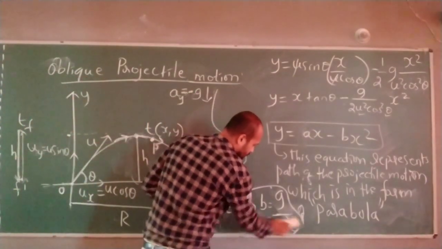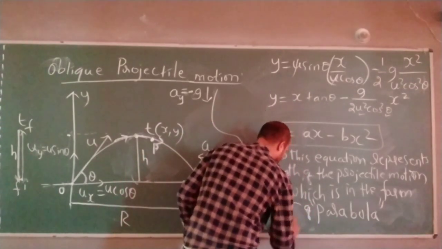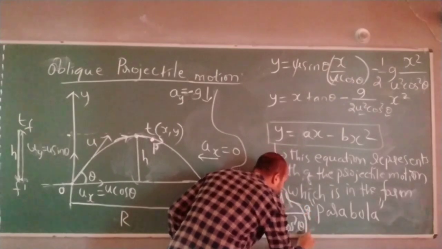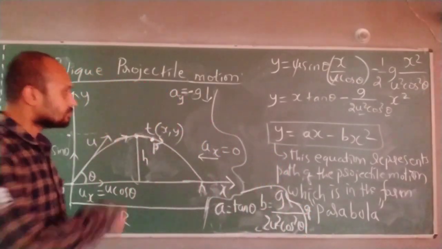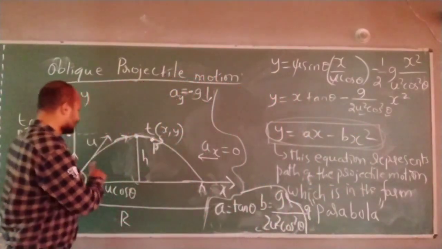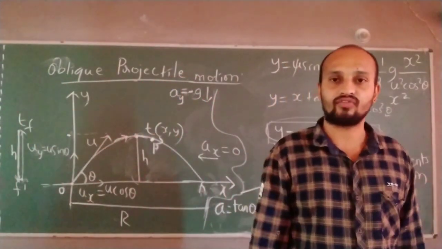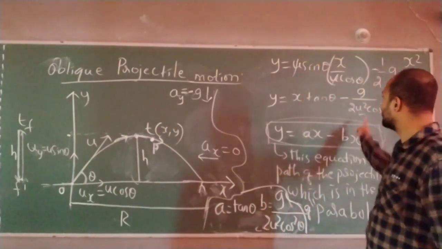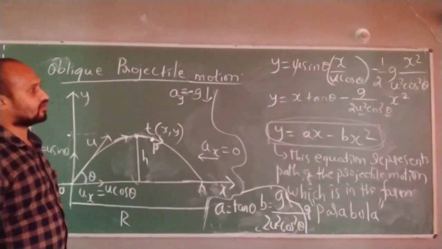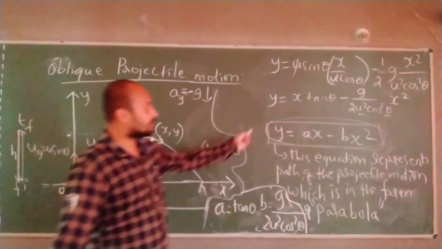Sorry, one minute. g divided by 2u square cos square theta. This equation in mathematics is the equation for a parabola. So I can say the trajectory of the projectile motion is a parabola. This is one standard form of writing. Correct, no? The trajectory equation can be written in another form. What is that? Let me rub this and write. Keep remembering.